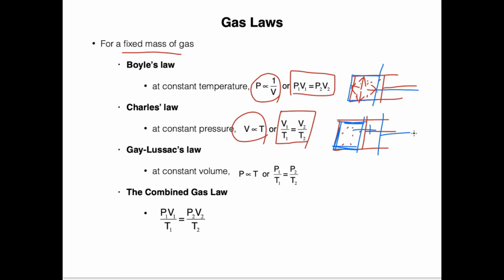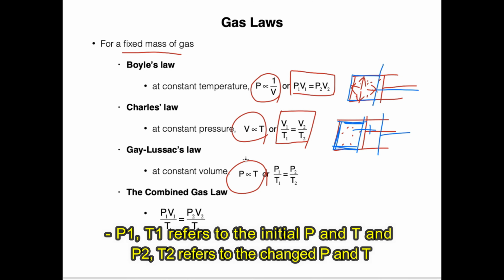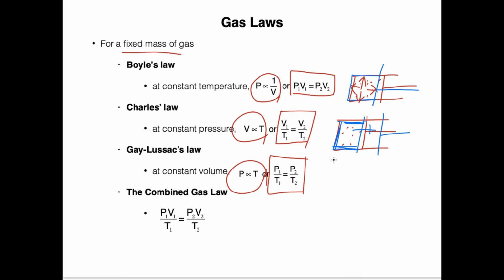Gay-Lussac's law states that at constant volume, pressure will follow a proportional relationship with temperature. Under these conditions, if there is a change in pressure or temperature, it will follow this equation. Again, if there is an increase in temperature, the average velocities of the particles will increase, making them collide with the walls of the container more often. However, in this case, since volume is fixed, the pressure will increase. Finally, by combining these three laws, we can get the combined gas law.